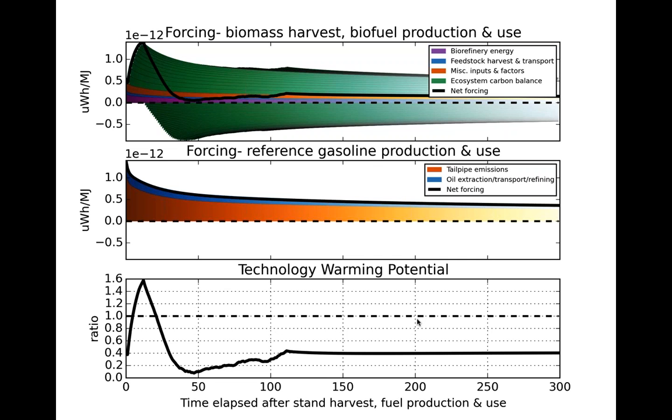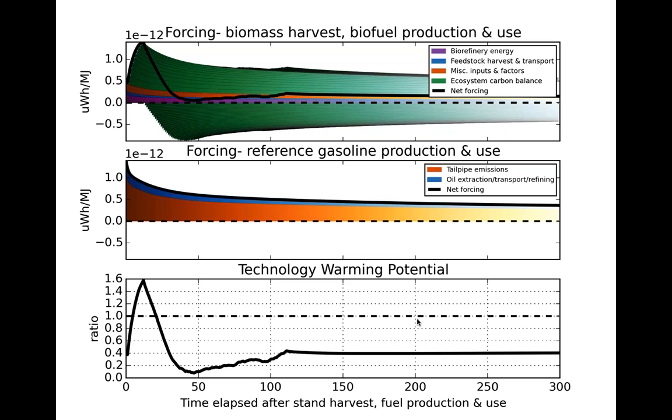And so when you look at those two things, when you compare the bioenergy case on the top versus the conventional gasoline case on the bottom, what you see in that bottom panel is the ratio of the one to the other. So a ratio of 1 means they're equally bad for climate. A ratio of more than 1 means the bioenergy case is worse for climate. And a ratio of less than 1 means the bioenergy case is better for climate.